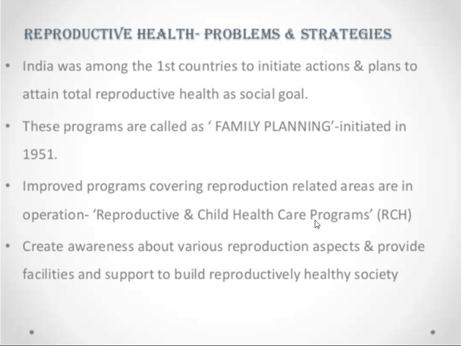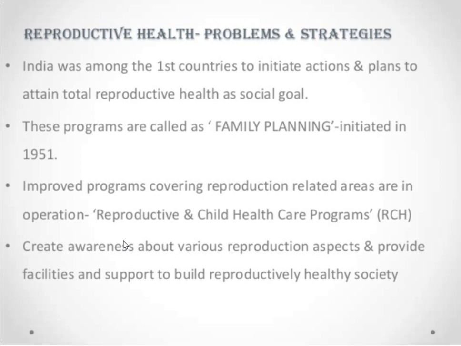Then there were improved programs covering reproduction-related areas, and that comes under the operation, that is the reproductive and child healthcare programs. So children, see that these are two different things: reproductive health, the definition of it, and RCH. RCH is basically a program that was initiated under the family planning program, and this is the name of the operation.